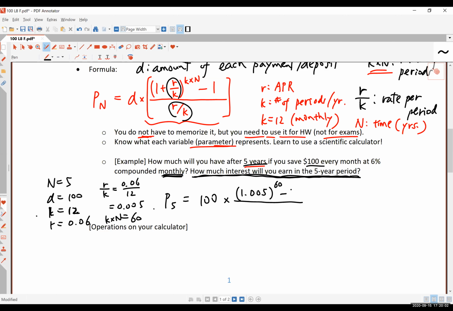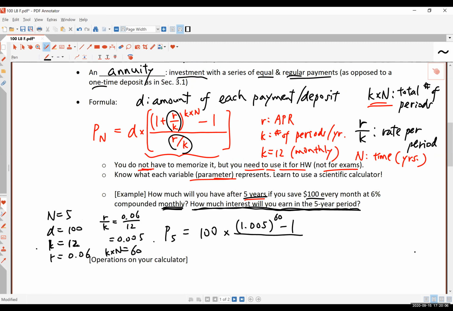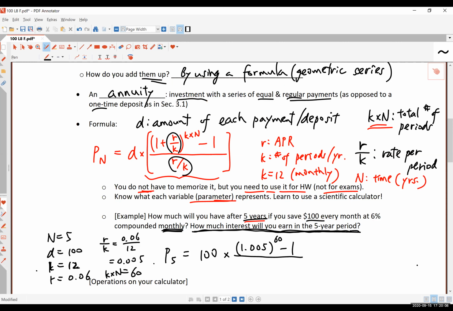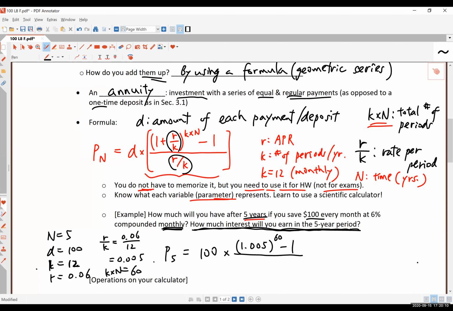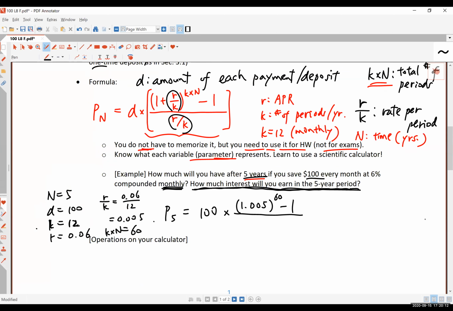Now you subtract 1 from it. Why? Well, that's the part I was referring to when I said advanced mathematics, geometric series. The geometric series formula requires you to calculate this exponent and then subtract 1 from it, and then you divide it by 0.005 again. That is R divided by K, okay? So that will give you the answer.